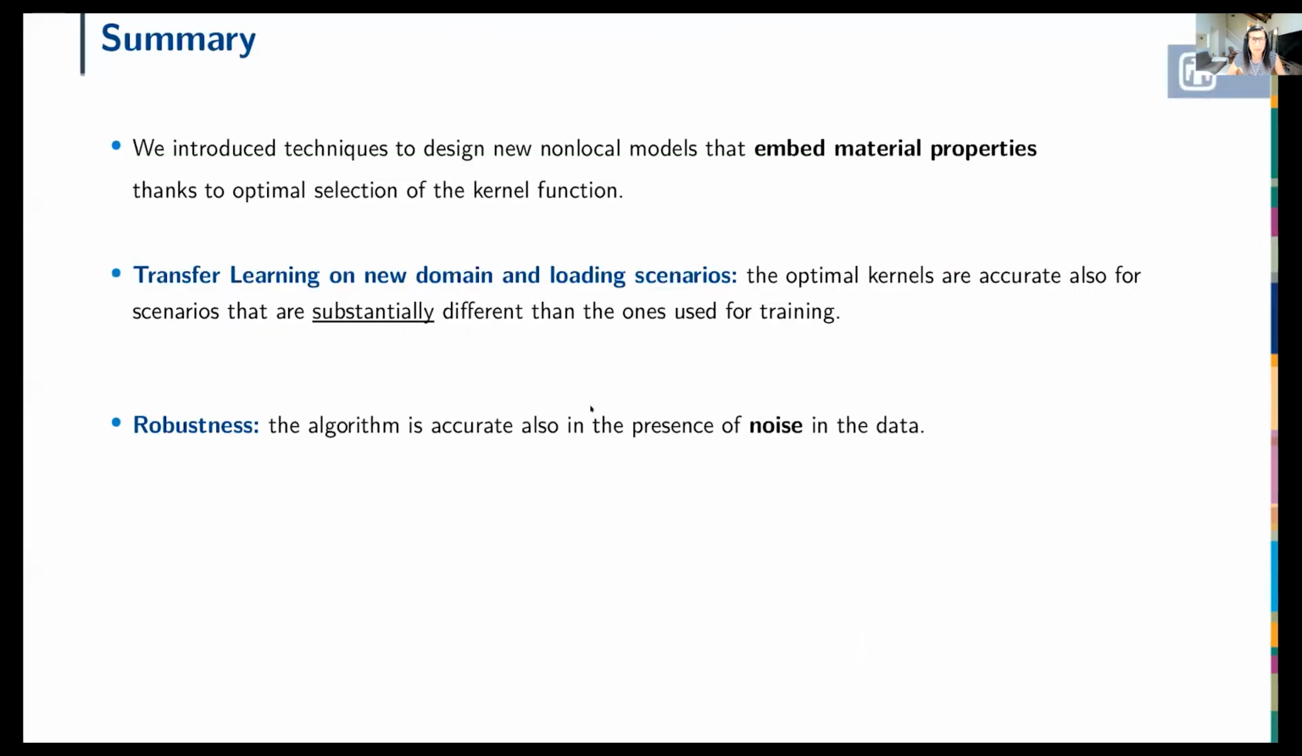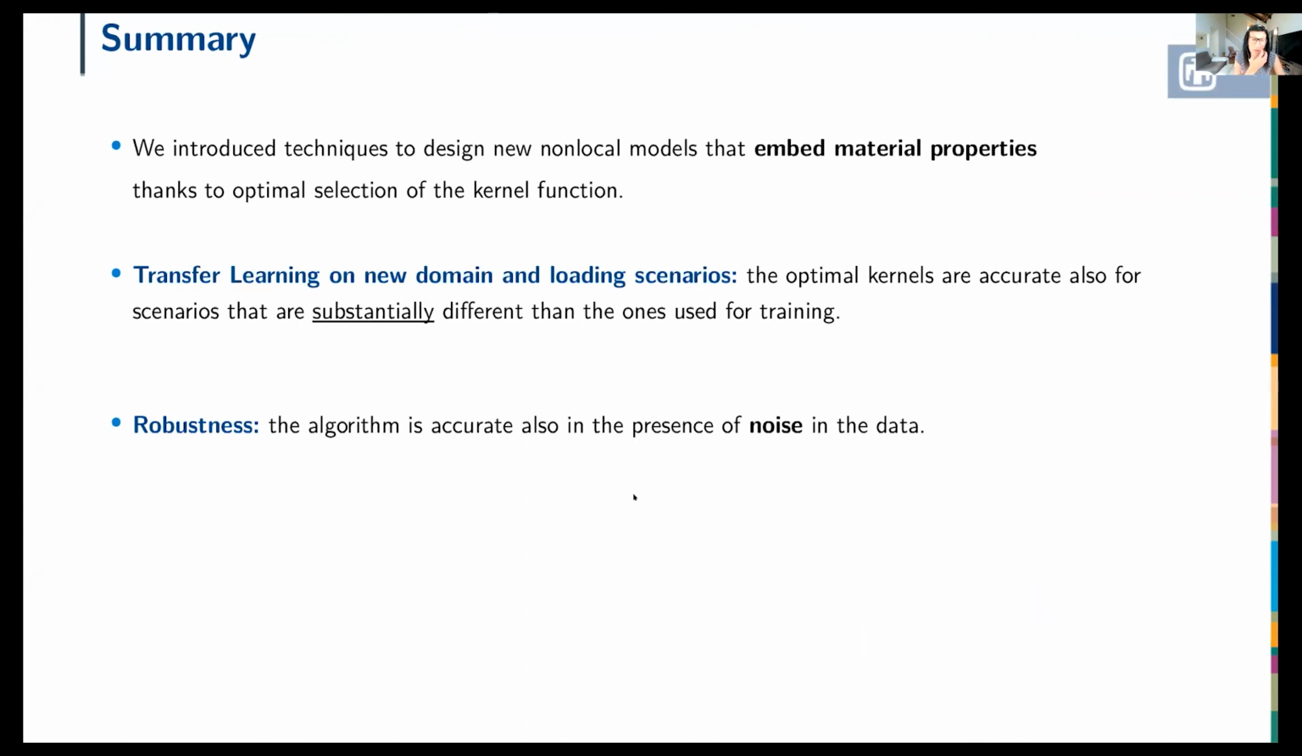To give a small, short summary: both these techniques are mostly the formulation of a continuous optimization problem to learn a continuous form of a kernel. This delivers a new nonlocal model that, at scales larger than the macro scale and molecular scale, embeds the material properties and allows us to capture globally small-scale effects.